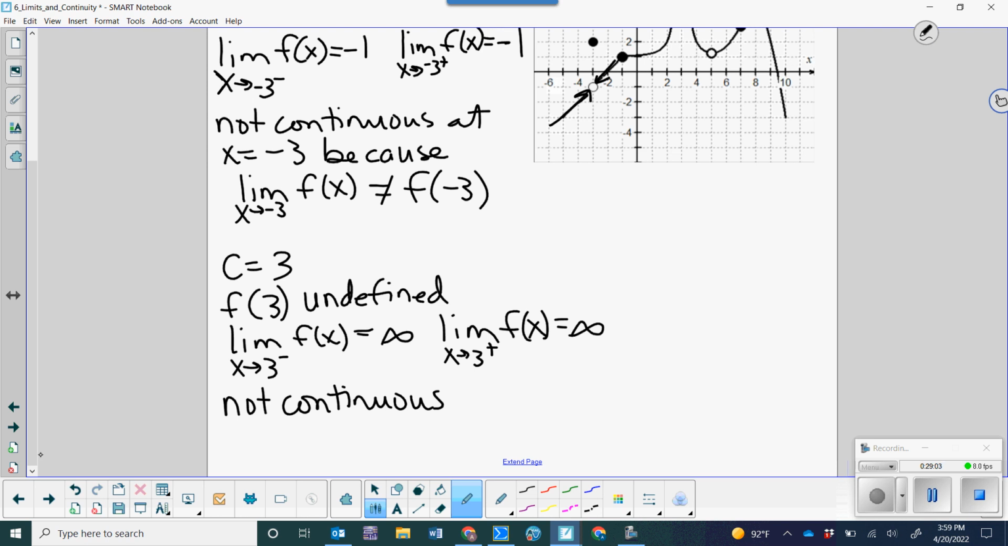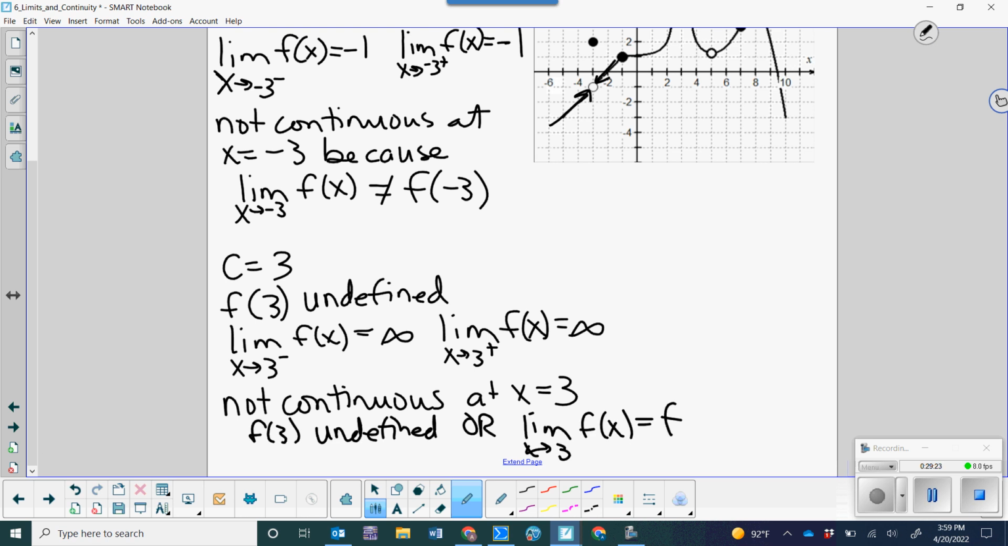So it's not continuous at x equals 3 because f of 3 is undefined. That's one reason. Or you could say the limit as x approaches 3 of the function doesn't equal the function value, certainly, because the limit doesn't even exist. So you could also just say the limit doesn't exist. Any of those things would be a reason that it's not continuous.